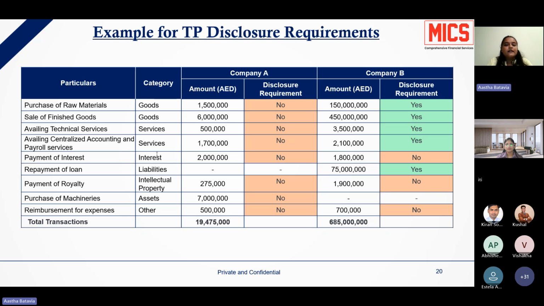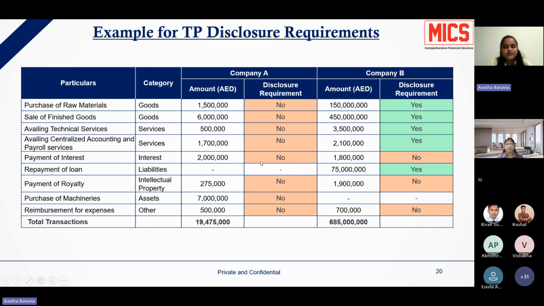Now let's understand the total transaction. As we can see, its aggregate amount is around AED 19 million. Now here's the key point. The threshold for mandatory TP disclosure is an aggregate total related party transaction exceeding 40 million AED. Since company A's transactions, as you can see, do not exceed this threshold, there is no disclosure requirement.